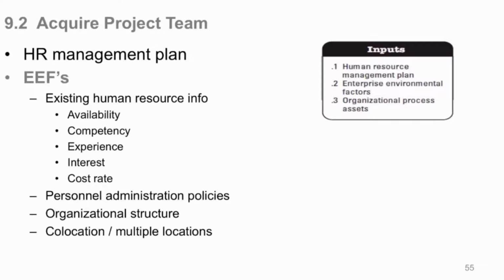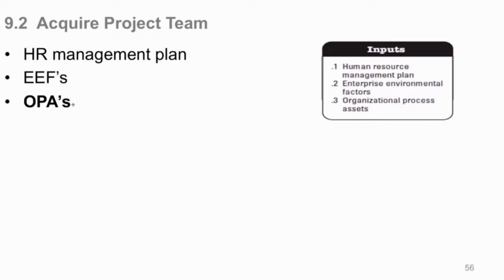Personnel administration policies, you know, how you're going to go get these people. They may have rules and guidelines of an actual approach you take, the path you take to get people. Your organizational structure could have a bearing. Whether you're co-located, of course, or in multiple locations has a significant bearing on the efficiency and effectiveness of how you can manage the project if people are all over the place. Your organizational assets, that's basically, again, standard stuff, policies, standards, procedures that apply to human resource acquisition would come to bear. You need to reference those.